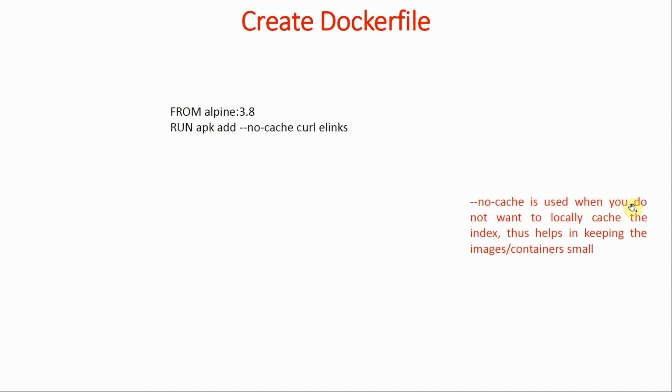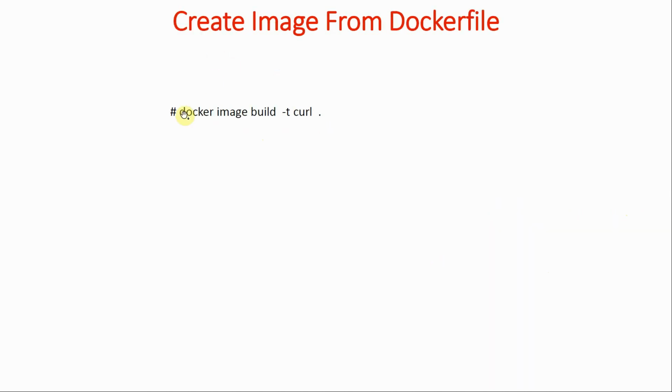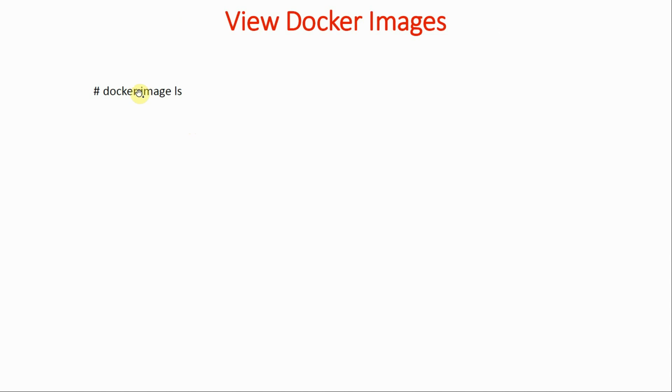No cache is used when you do not want to locally cache the index. It helps in keeping the images and containers small. That means the size will be small. Then we will run the command docker image build. For the tag, we will give our image the name curl. We will be using this image later on, and don't forget to put this dot.